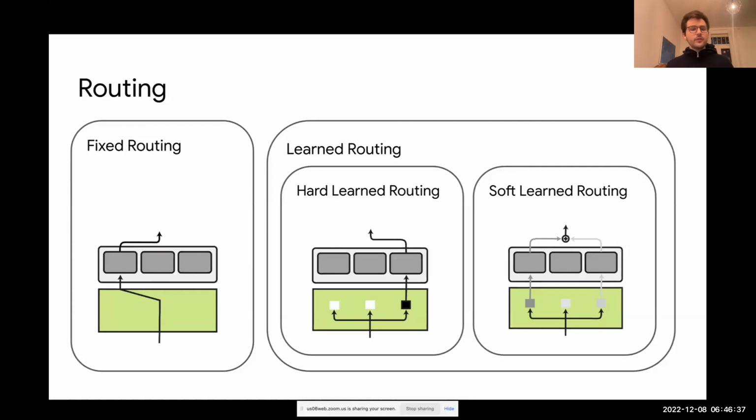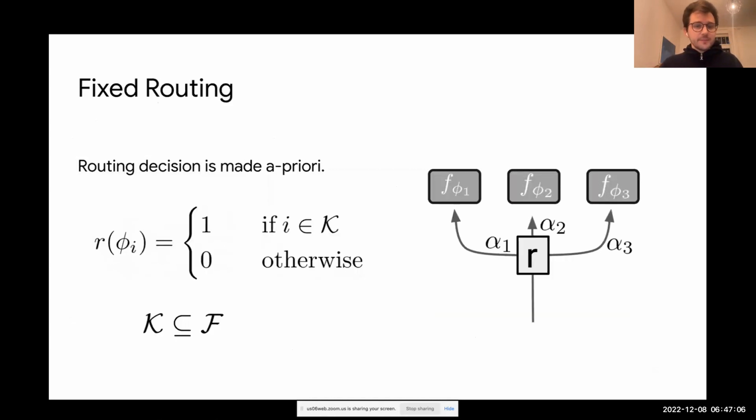There are many different concepts and research directions we can follow here to make these decisions. First of all, there's fixed routing, a scenario where we make the decision before training, so a priori. On the other hand, we have learned routing, where we give the router the capacity to learn from the data, so basically to learn to route. First, we'll look at the fixed routing scenario.